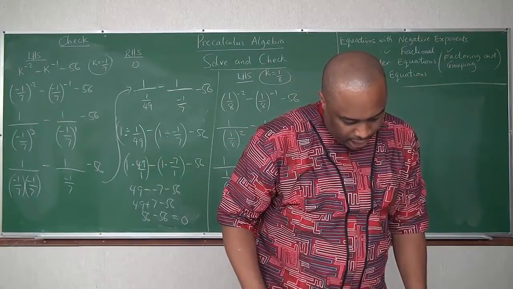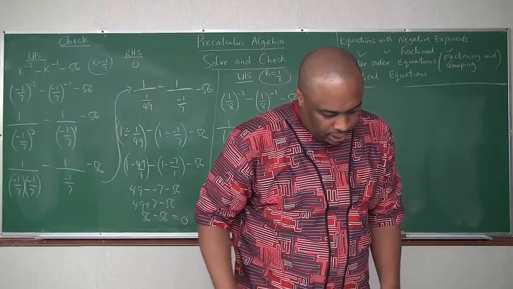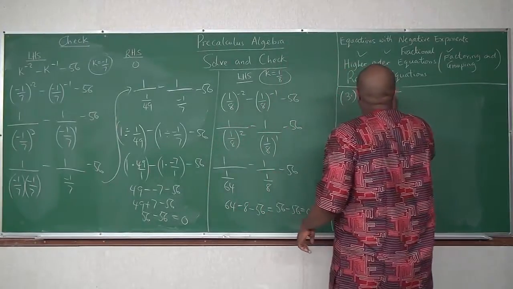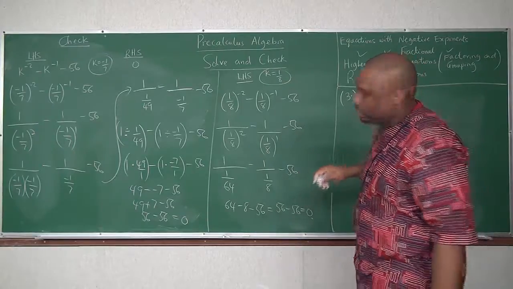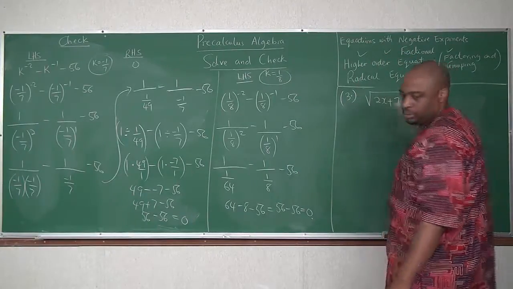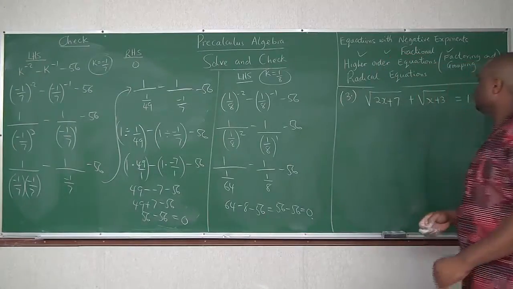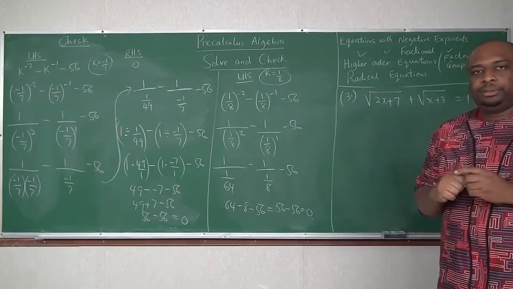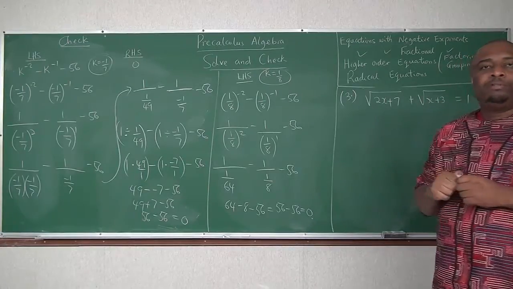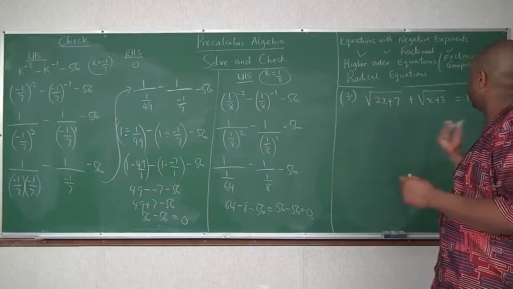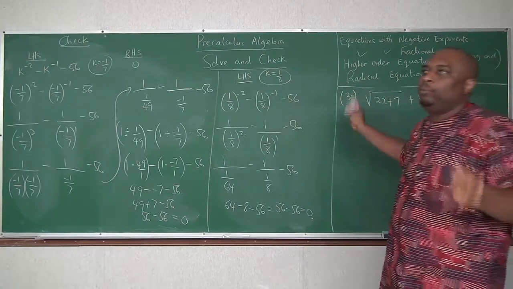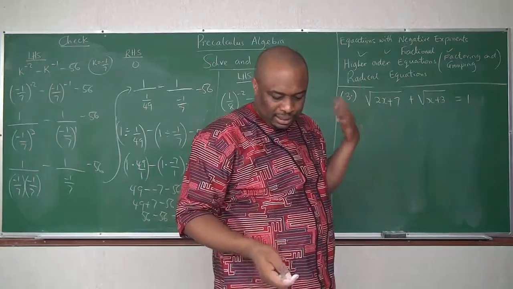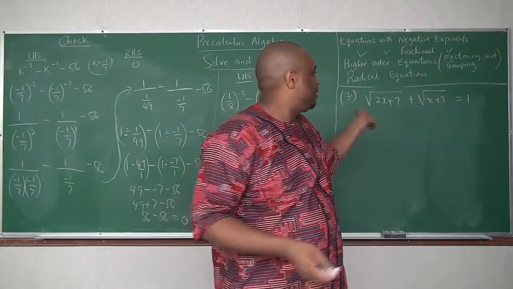Question 3, we have this radical equation here: square root of 2x plus 7 plus square root of x plus 3 equal to 1. I think I solved something like this in one of the videos on radical equations. Now, with radical equations, this is what you do. When you have, let's do a simpler one. Oh, let's go ahead and do this one, that's fine.